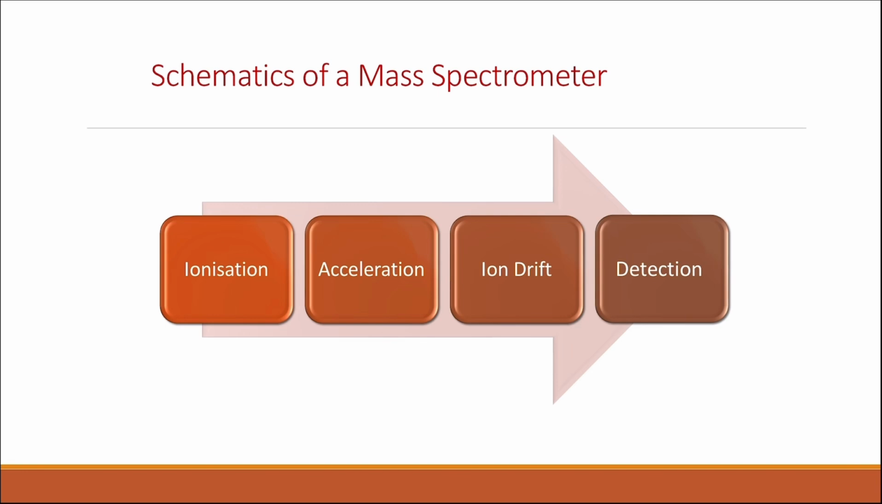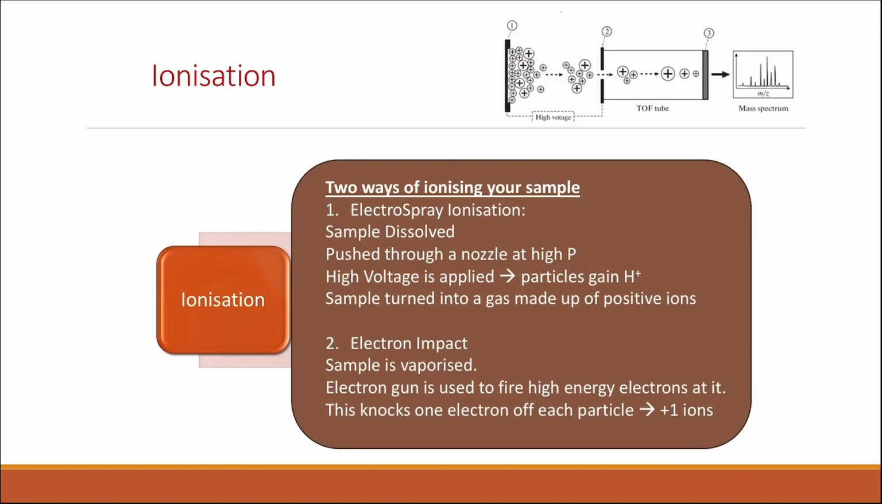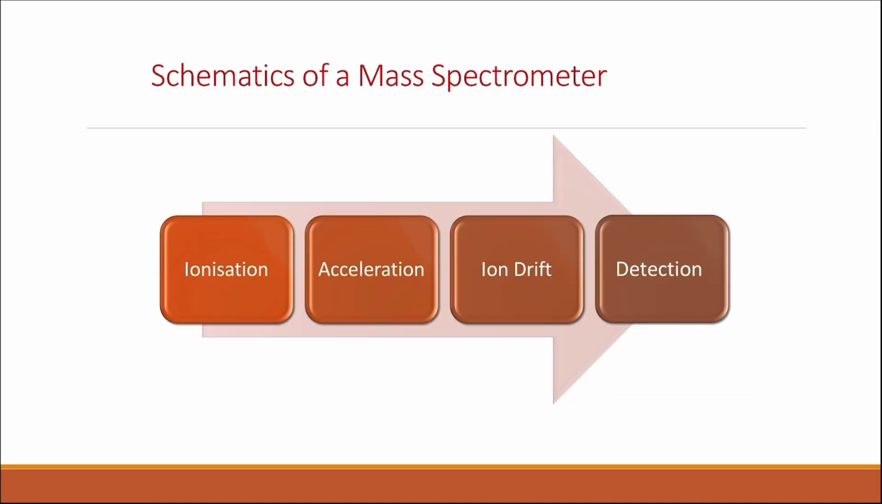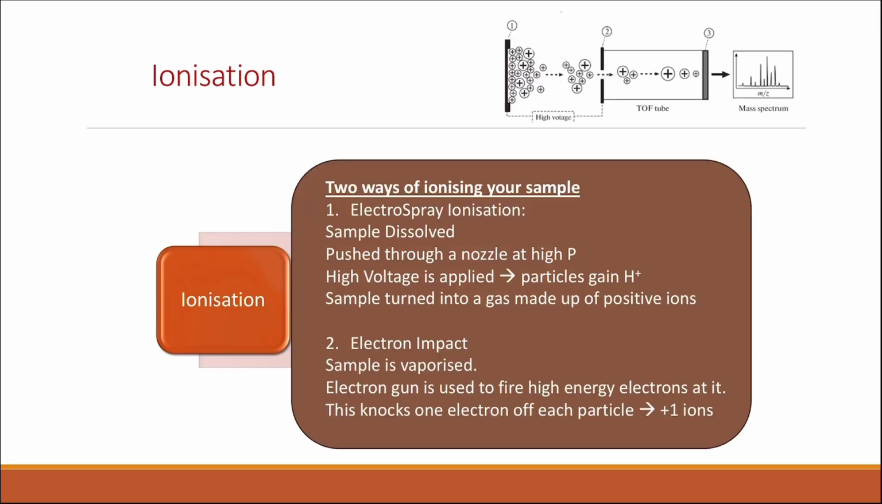Now moving on to talk about the mass spectrometer, which is a typical question in paper one. The mass spectrometer has four different stages. The most important stages that come up in the exam are the ionization stage and also the detection at the end. So we have four stages: acceleration, ionization, drift, and detection.